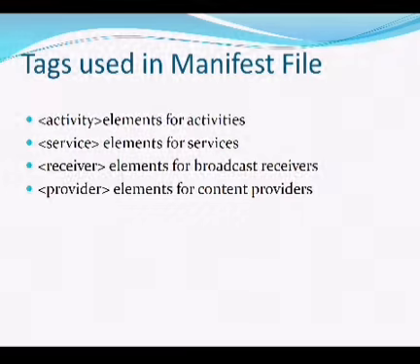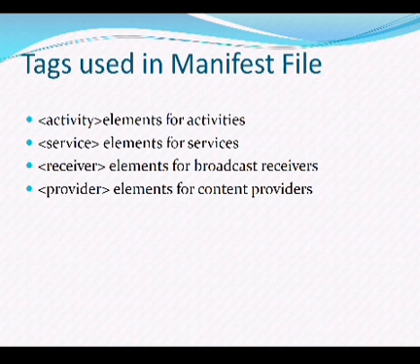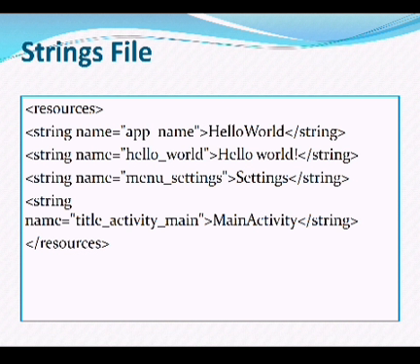Next, what are the tags that are used in the manifest file? The tags used in your manifest file to specify different Android application components are activity, service, receiver, that is broadcast receiver, and provider, that is content provider. We already saw these in the previous video itself. Refer to my previous video.